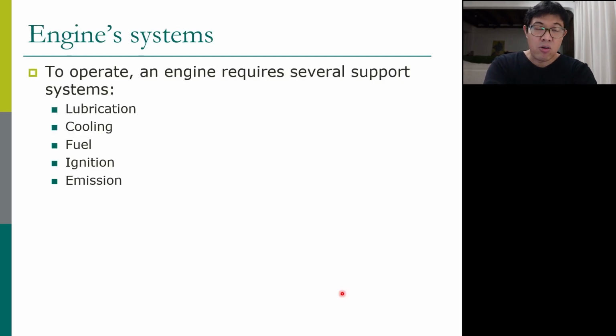Now because the engine, as I said, needs fuel, needs air, needs ignition, creates heat, and has exhaust, we need some supporting systems to work with the engine. So it requires several supporting systems. First one is lubrication, because the engine has moving parts; cooling to remove heat; fuel to provide air and fuel; ignition to ignite the air and fuel mixture; and then emissions, to take the exhaust gas out.